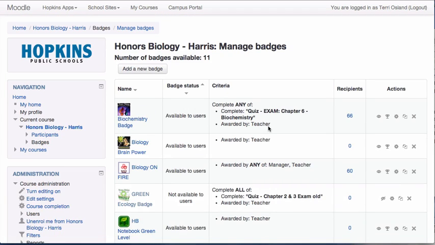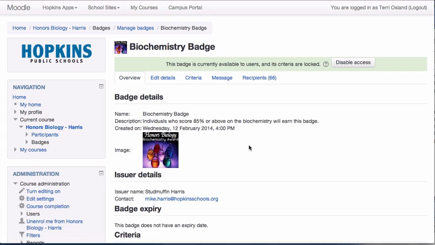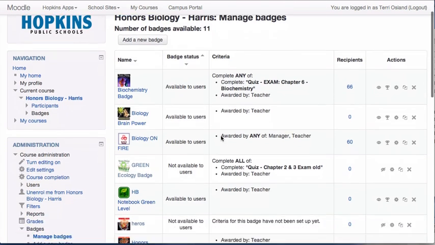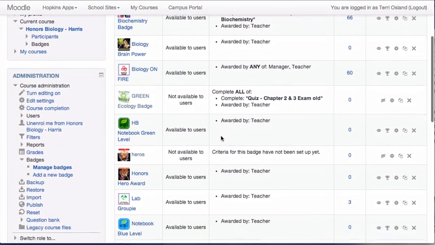Remember that badges can be issued automatically. For example, he's got a badge here called the biochemistry badge. If I click on that, that's been automated to be issued to students who get 85% or better on their biochemistry exam. So the idea there is that he doesn't manage that badge. It is all dependent on the performance of a built-in Moodle assessment.